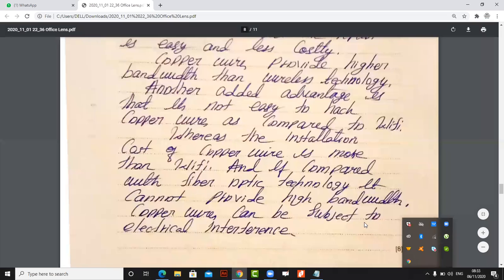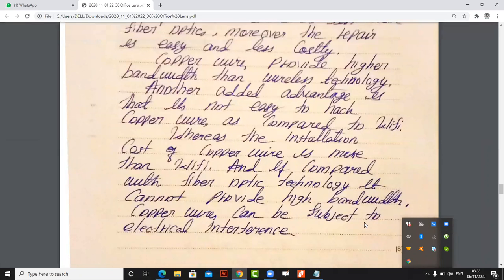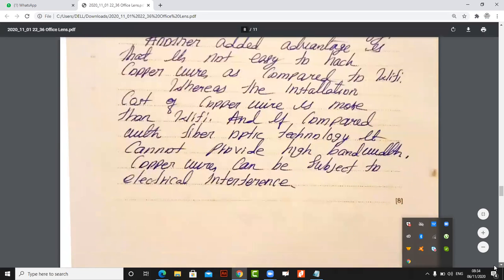ठीक है, copper wires do provide higher bandwidth, ये भी हम कह सकते हैं. Copper wires को hack करना as compared to Wi-Fi is not that easy. Wi-Fi अगर ओपन है तो हो सकता है हैक. If you compare with fiber optic, obviously fiber optic can provide a lot more bandwidth than copper wires. And copper wires can be subject to electrical interference if they are really high. Generally, we can think of more points as well.